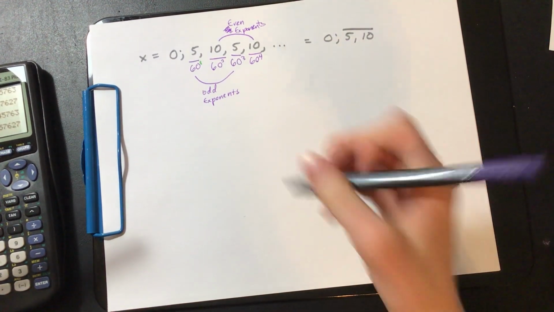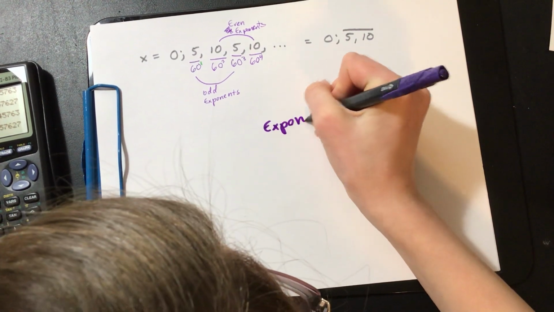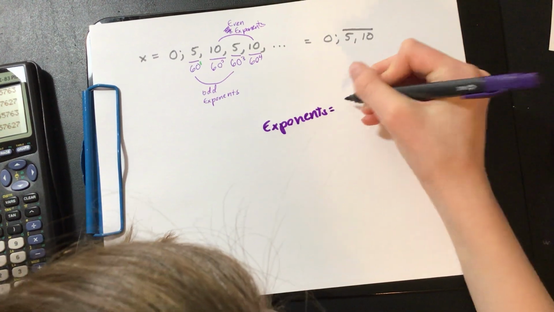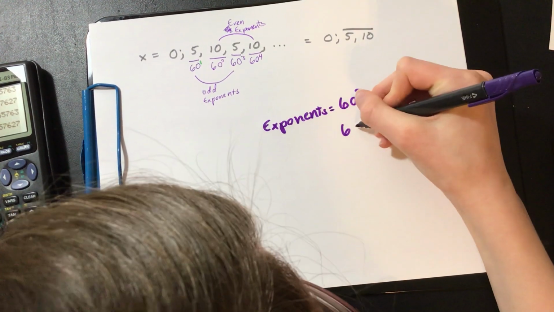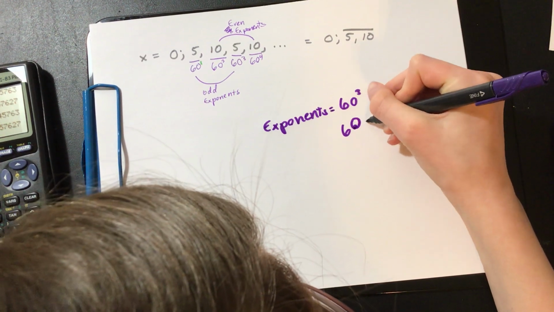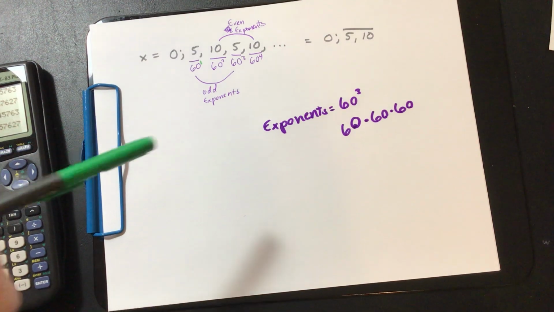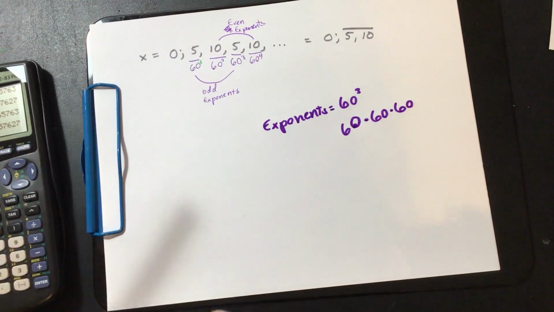Well, the way I learned exponents, say 60 to the third power. What does that mean? That's 60 times 60 times 60. Cool. Yeah, that's how I learned it too. So what would I need to multiply by 60 to get 60 to the third power?